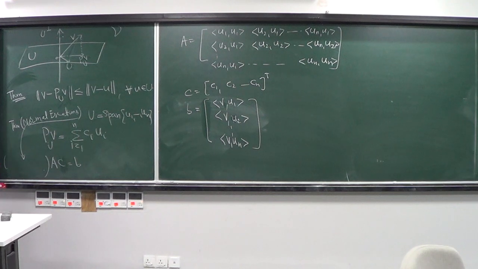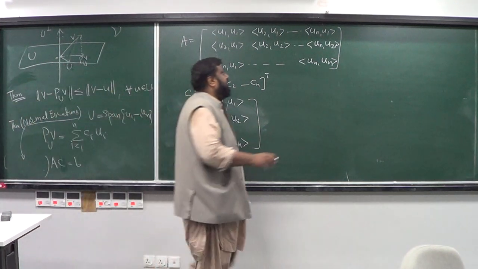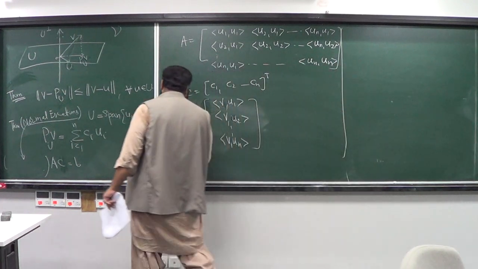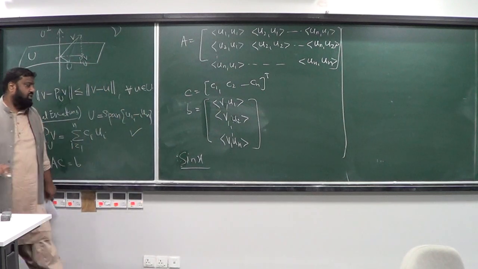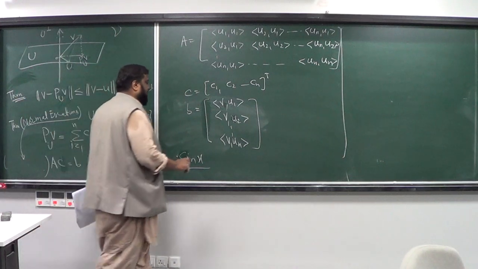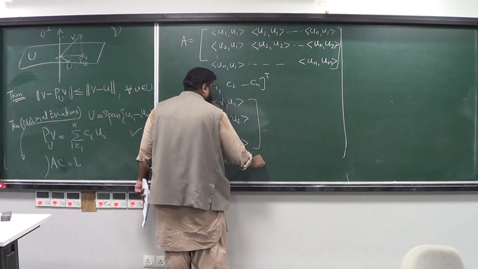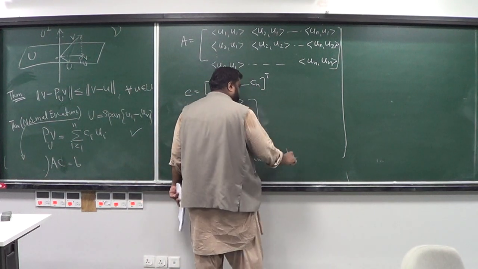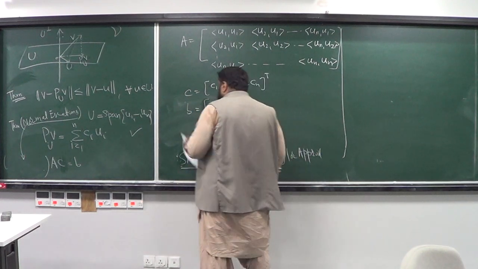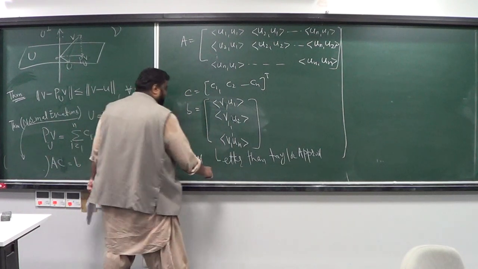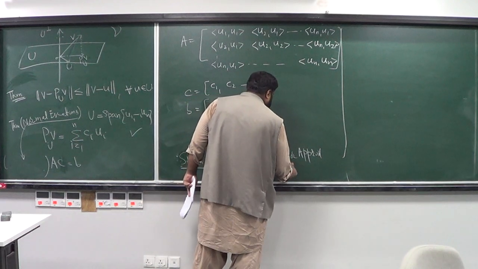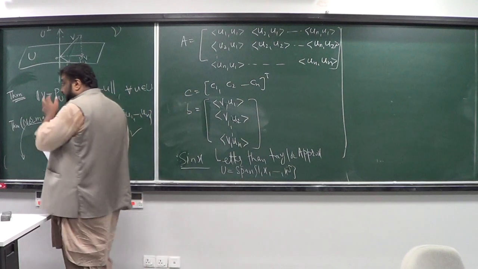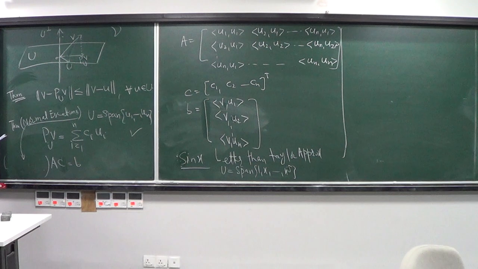So we did these two basic results, and then using these two results we solved some interesting problems, including finding an approximation for sine x by solving the normal equations. We found an approximation for sine x that is better than the Taylor approximation. In other words, we tried to find the orthogonal projection of sine x onto a space U, which is the span of these polynomials 1, x, up to x to the power 5. So that was a very interesting example. This is a quick review of the things that we did in our last class.